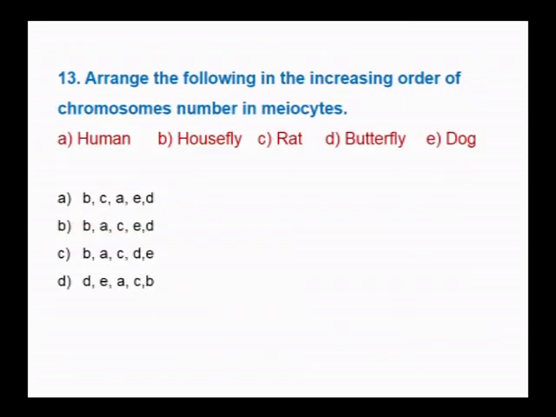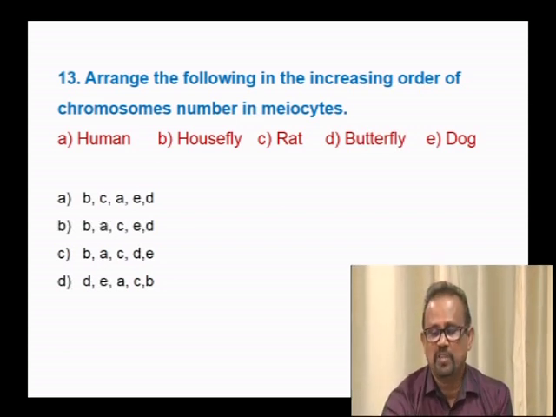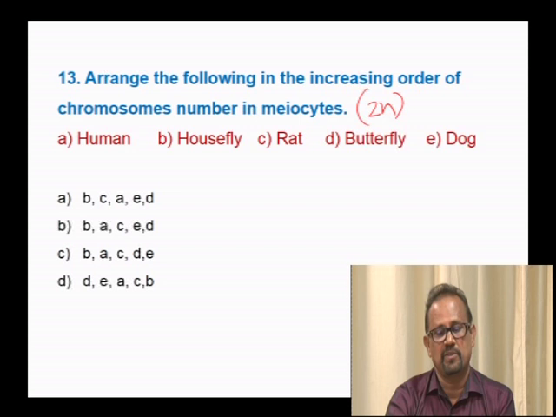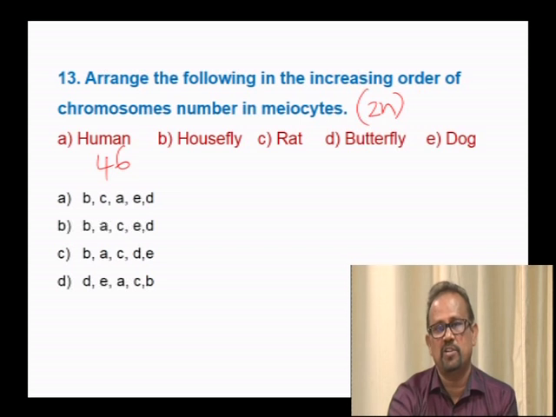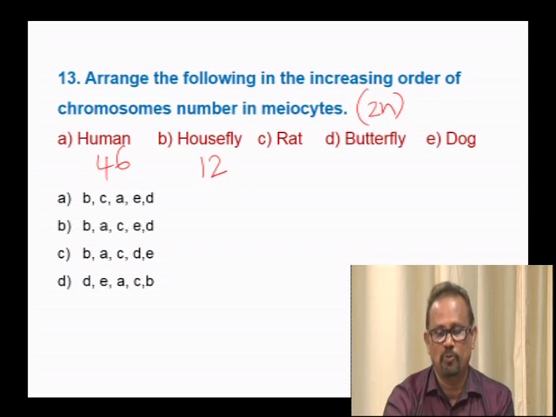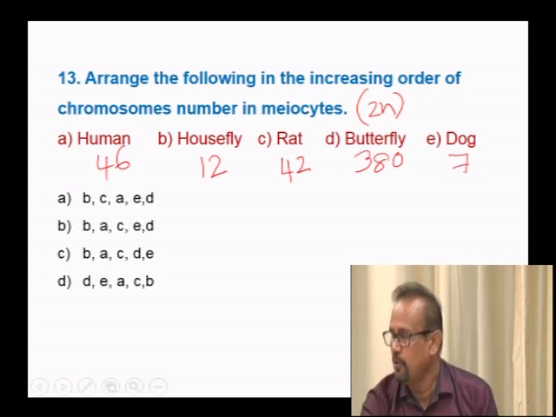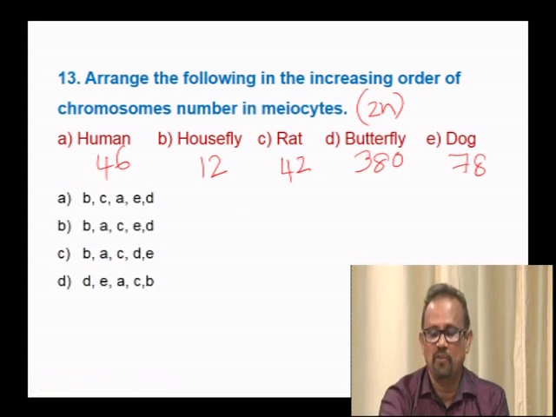Arrange the following in the increasing order of chromosome number in meiocytes. A meiocyte is always a diploid cell that produces the gametes by the process of meiosis. Humans, as you know, the 2n number is 46. Housefly has 12 chromosomes, whereas rat has around 42 chromosomes, butterfly has 380 chromosomes, dog has around 78 chromosomes. So 46, 12, 42, 380, 78.